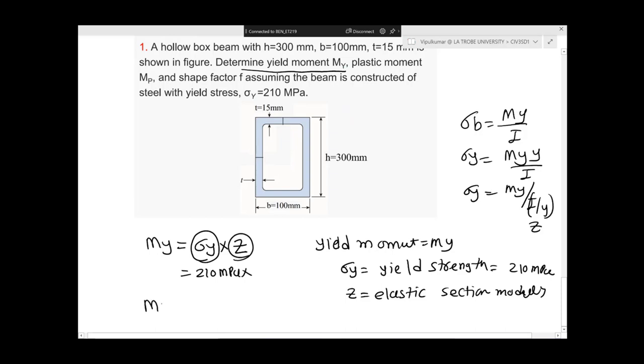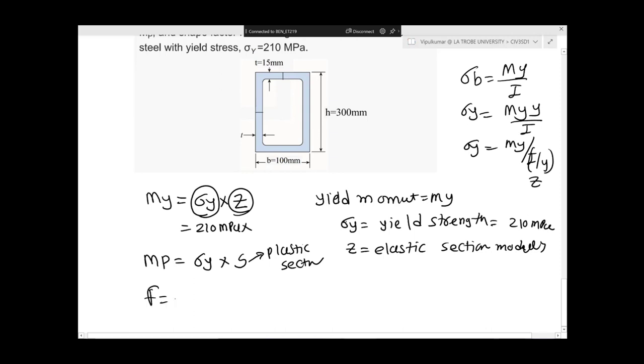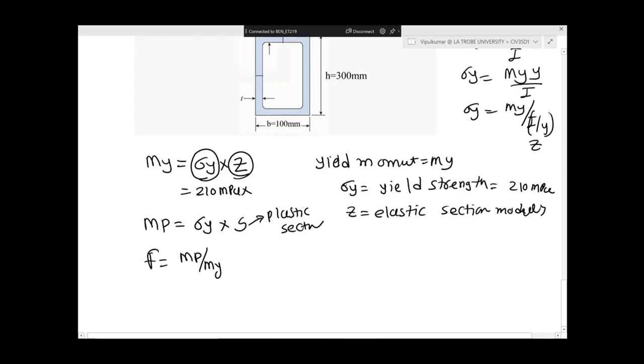And what is plastic moment? Plastic moment, same equation, but this one is replaced by the plastic section modulus. And we need to find the shape factor. Shape factor equals Mp over My. All right, so that's the whole recipe that we're going to follow.